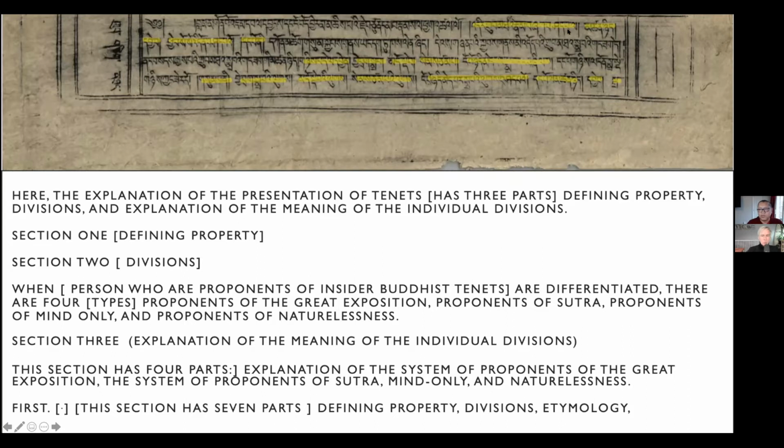Did to the namsha shebala: here, the explanation of the presentation of tenon has 3 parts. First, Tsenyi, the defining property. This is something Tibetans are really good at. When debating, we are always talking about Tsenyi. If you know the Tsenyi correctly, that means you know whatever the subject is correctly. Second, Yewa, the division, and third, the explanation of the meaning of the individual divisions.